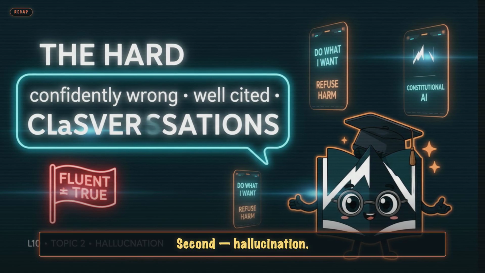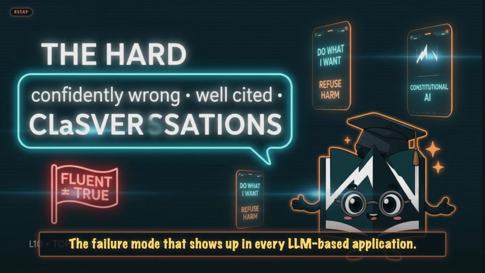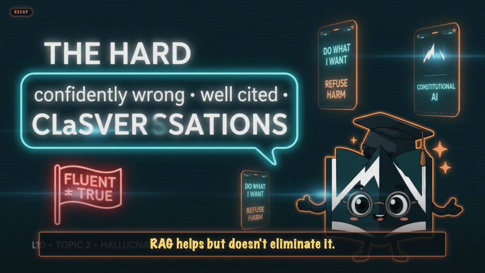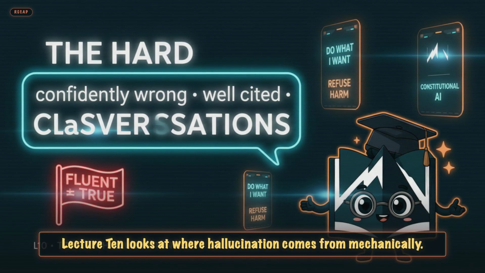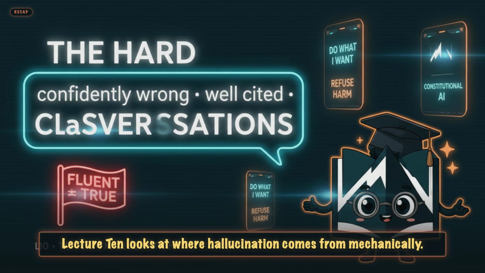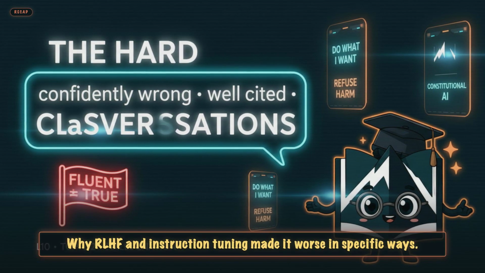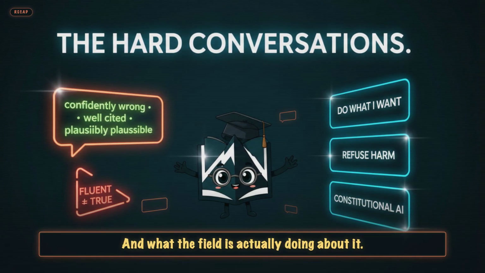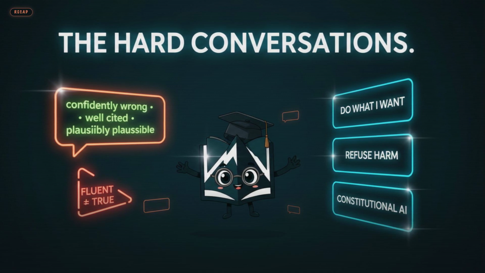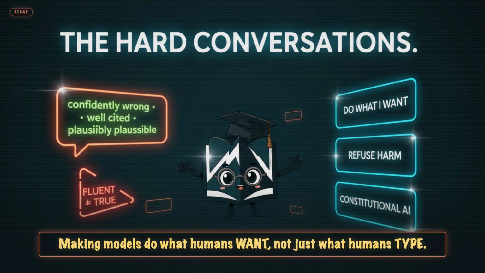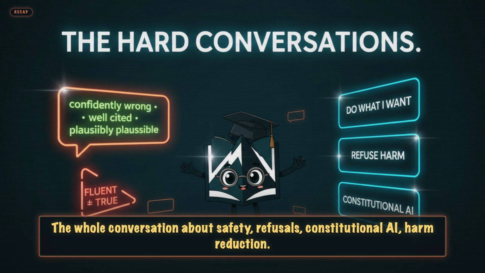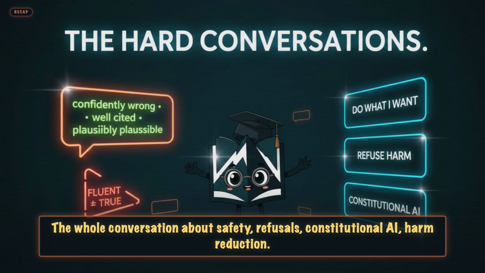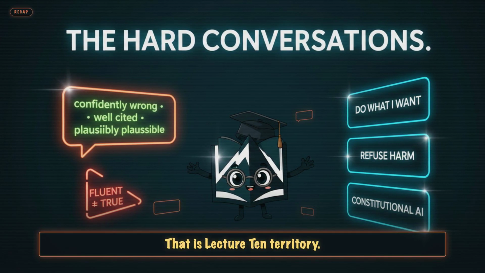Second, hallucination. The failure mode that shows up in every LLM-based application. Fluent, confident, wrong. RAG helps but doesn't eliminate it. Lecture 10 looks at where hallucination comes from, mechanically, why RLHF and instruction tuning made it worse in specific ways, and what the field is actually doing about it. Third, alignment. Making models do what humans want, not just what humans type. The whole conversation about safety, refusals, constitutional AI, harm reduction, that is Lecture 10 territory.